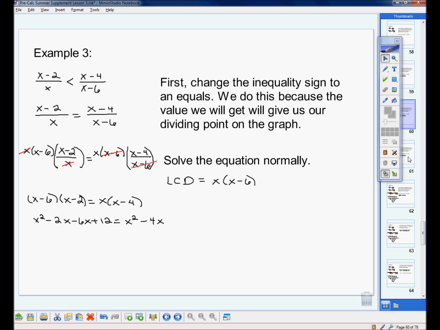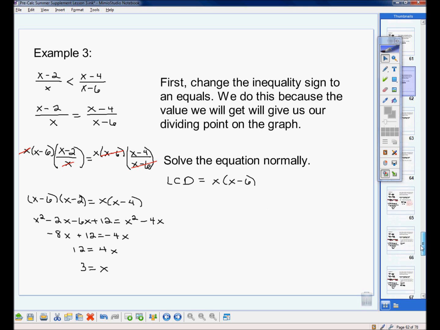Then the wonderful thing about this one is that the x squareds actually do cancel out. You can subtract them from both sides. You can simplify. Negative 2 and negative 6 gives you negative 8. You're left with negative 4 over here. Add 8x to both sides and divide by 4 and you get 3.